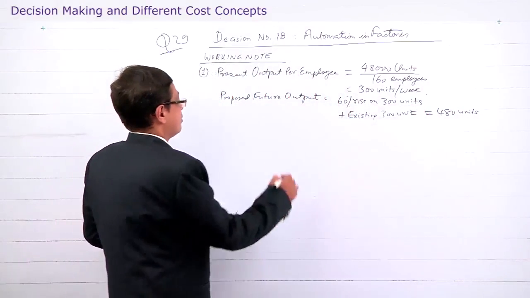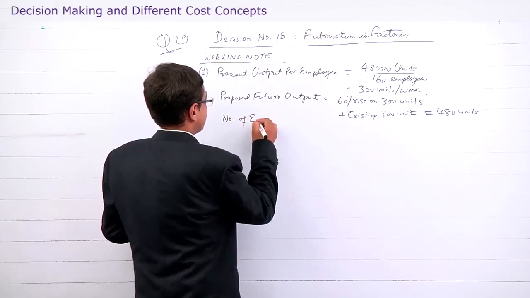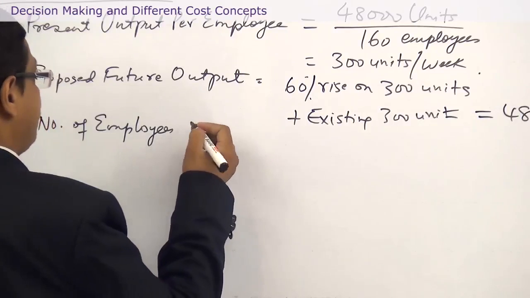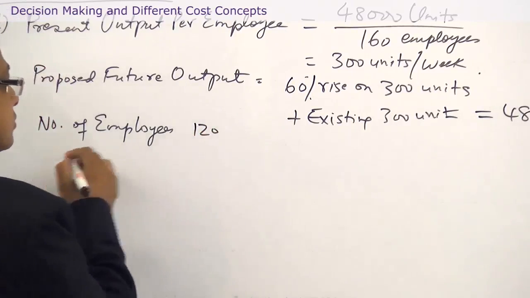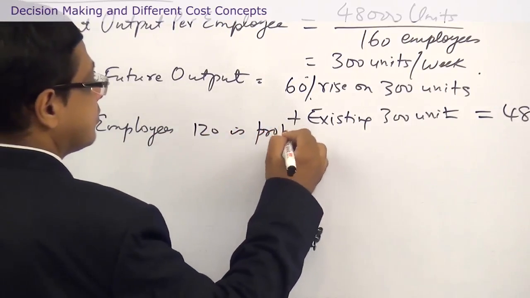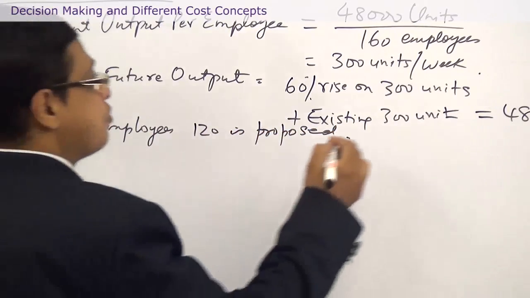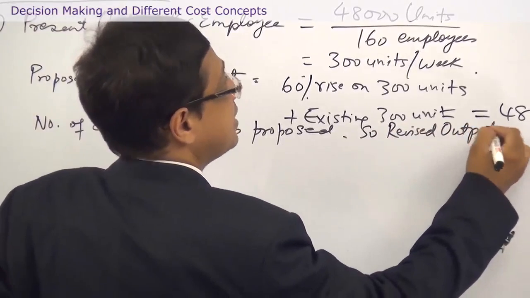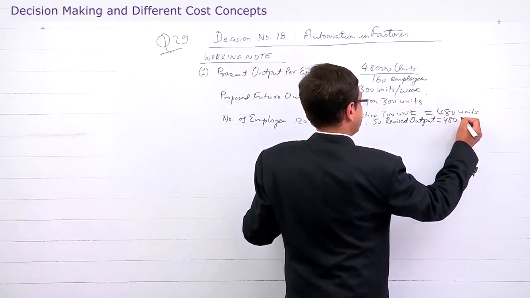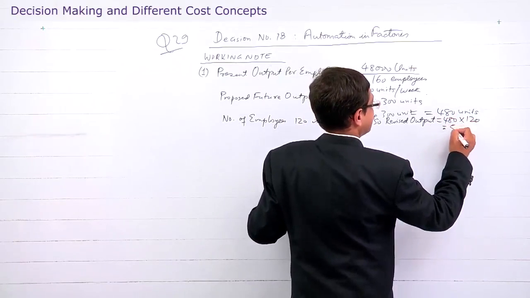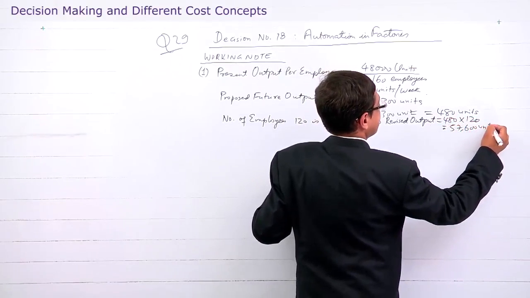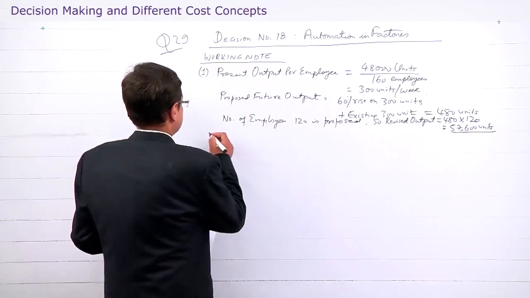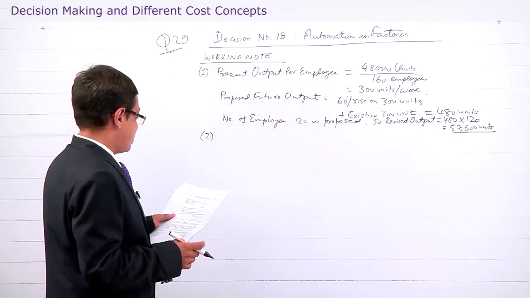Now, the number of employees will be reduced to 120. So total output, which is the revised output, will be 480 into 120, which is 57,600 units. Right, friend?